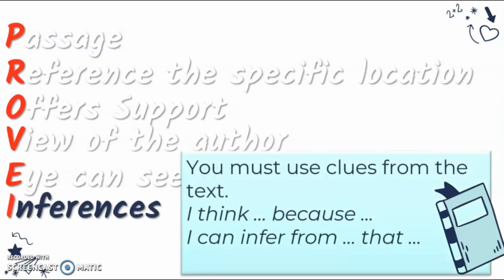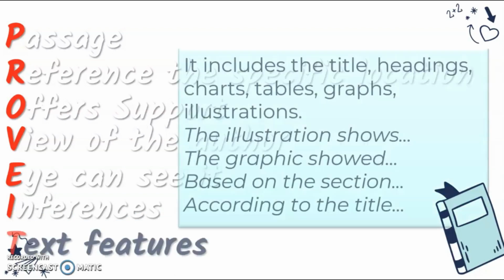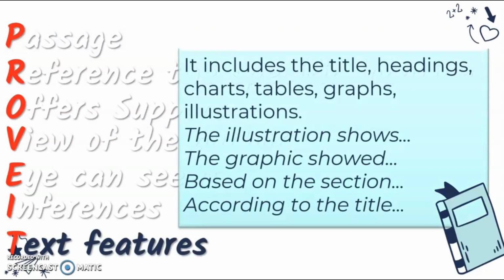I, which means inferences. You must use clues from the text. Expressing one's inferences or conclusions denotes one's critical reading ability. You may use any of the following sentence starters. The next one is text features. You may also want to analyze the different text features such as the title, headings, charts, tables, paragraphs, or illustrations in the text that could serve as your textual evidence. The following sentence starters could be used.